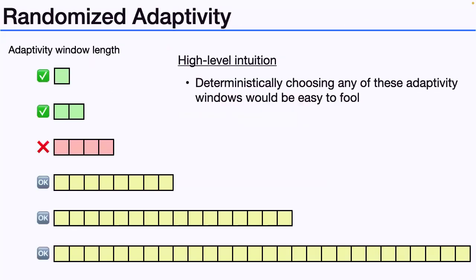And this is kind of the main idea behind our algorithm. So if we choose an adaptivity window deterministically, it's very easy to fool. Yes? I think I missed this in the beginning when you mentioned it. How much does your adversary actually know here? Oh, so the adversary just knows our distribution, which I haven't really told you what it is yet.